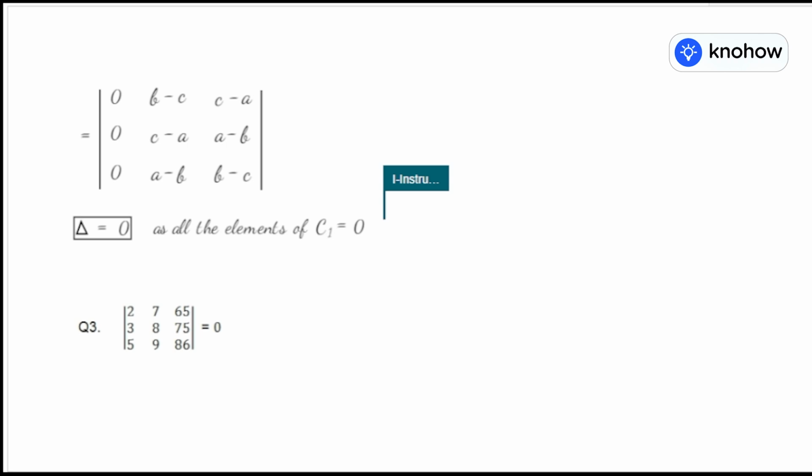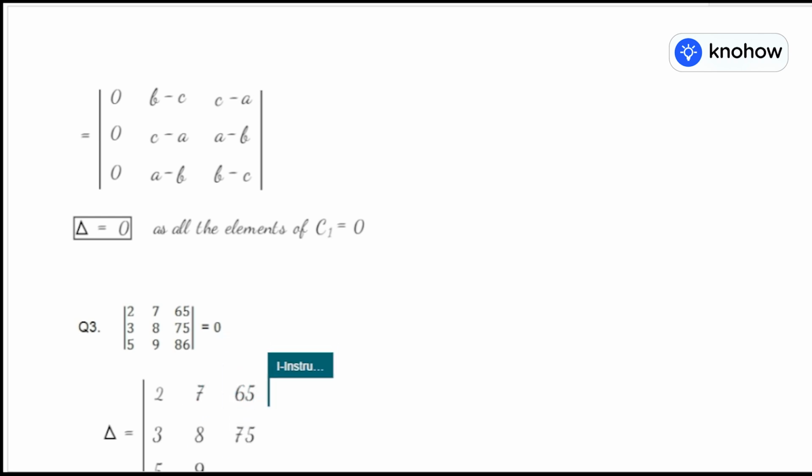Now the third sum. We have to prove it equal to 0. What is the given determinant? The elements of the first column are 2, 3, 5, that of the second is 7, 8, 9, and the third is 65, 75, and 86. We have to prove it equal to 0 without expanding, just using the properties.